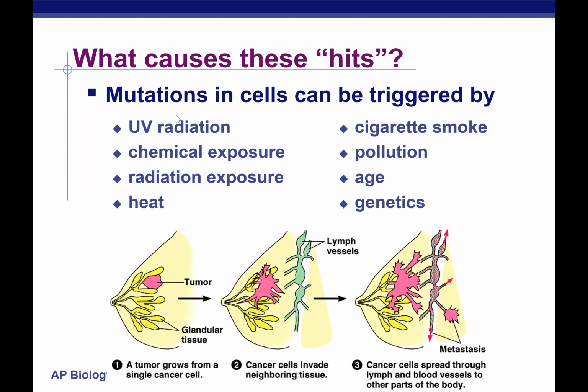These are some of the known mutagens which can cause mutations in the genes: UV radiation, chemical exposures, radiation exposure, heat, cigarette smoking, pollution, age, and genetics. All of them have been found to play a role in causing mutations in the genes. So all are potential factors which can cause cancer, basically.